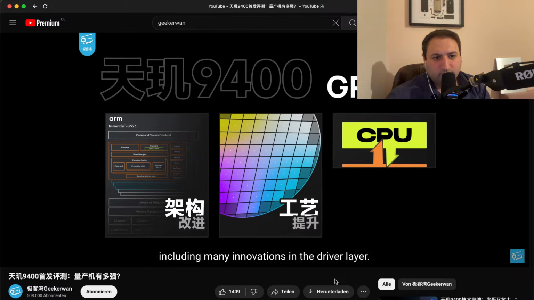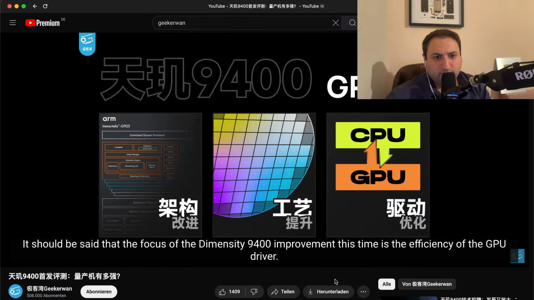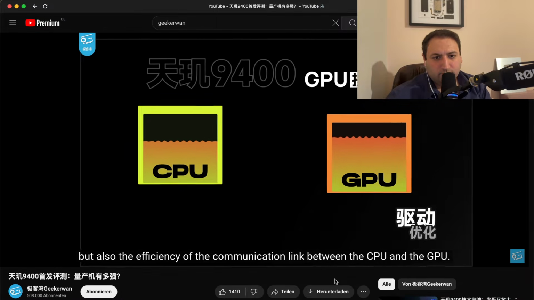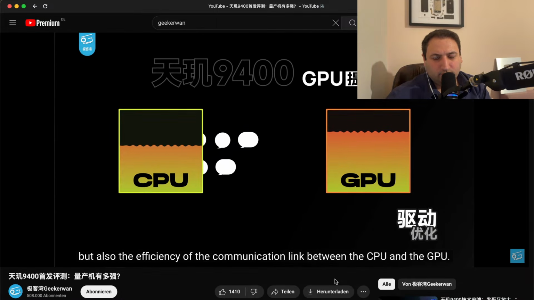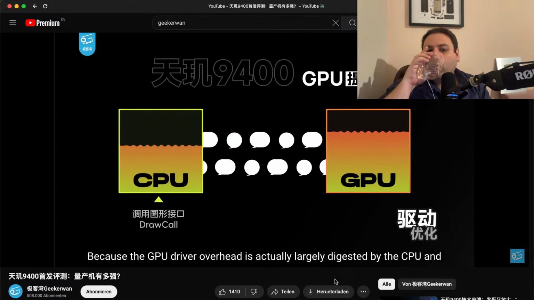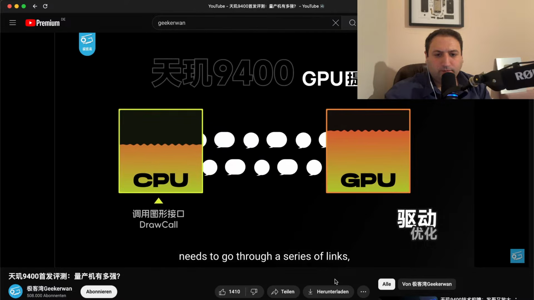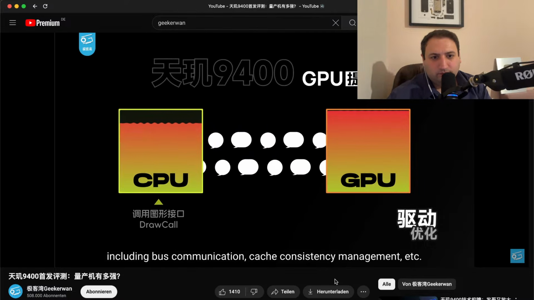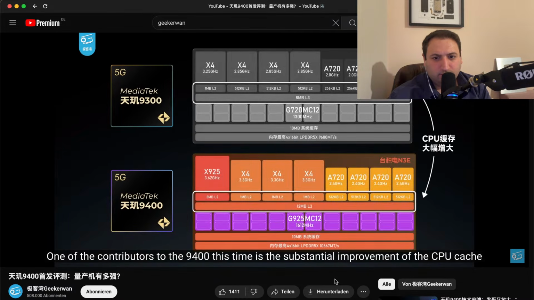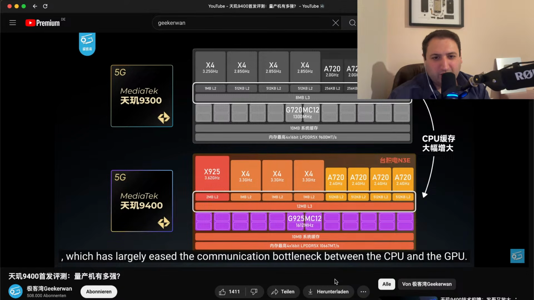GPU 的能效，包括驱动层的很多创新。应该说啊，这一次天玑9400改进的重点就是 GPU 驱动的效率，这不光包含软件层面的效率，也包括 CPU 和 GPU 通信链路的效率。因为 GPU 的驱动开销啊，其实很大程度是由 CPU 来消化的。CPU 发指令给 GPU 执行啊，整个过程要经过一连串的链路，包括总线通信啊、缓存一致性管理等等。那9400这一次有一个工程啊，就是它的 CPU 缓存是大幅改进了，这很大程度上还缓和了 CPU 和 GPU 之间 better communication between CPU and GPU.